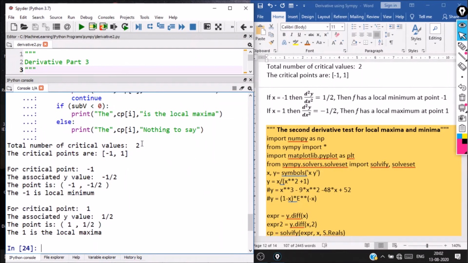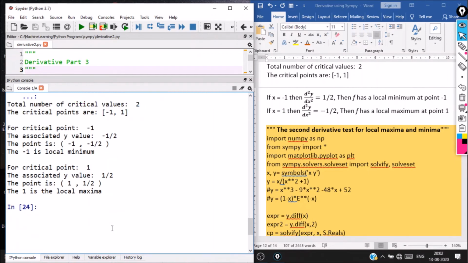The total number of critical points is 2. The critical points are minus 1 and 1. For critical point minus 1, the associated y value is minus 1 by 2, so the point is minus 1 comma minus 1 by 2. Minus 1 is the local minimum. Similarly, the critical point is 1, the associated y value is 1 by 2, so the point is 1 comma 1 by 2. The 1 is the local maximum.